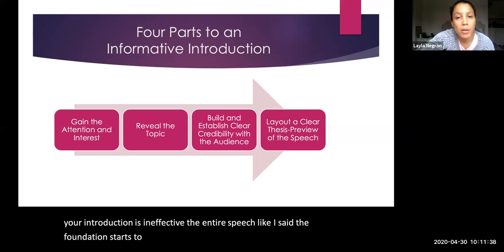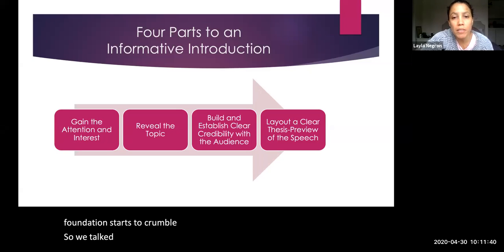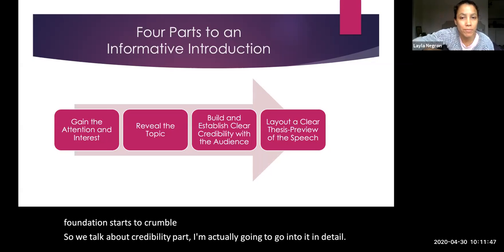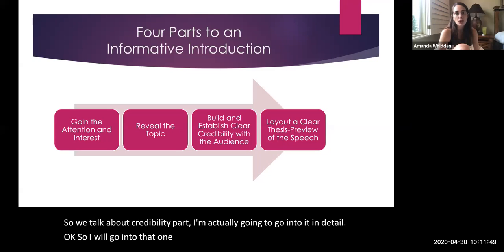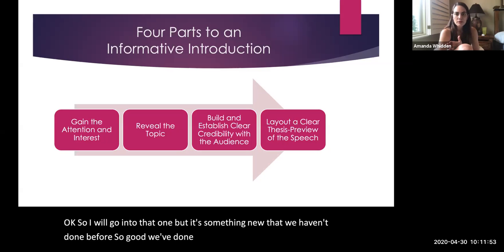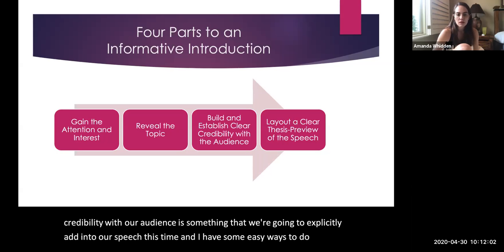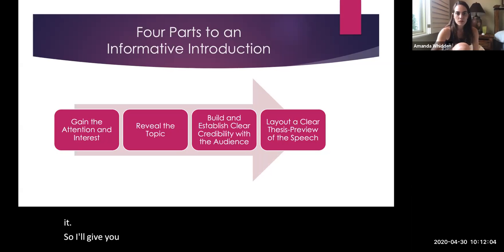So, can we talk a minute about the credibility part? I'm actually going to go into it in detail. I will go into that one, but it's something new that we haven't done before. We've done these 3 other parts before, but the credibility with our audience is something that we're going to explicitly add into our speech this time. And I have some easy ways to do it. So I'll give you those in a second. If I don't get to your question about credibility when we get there, you let me know.